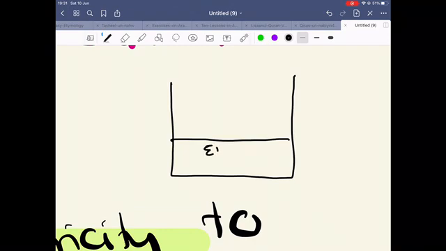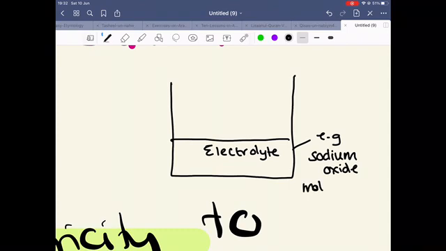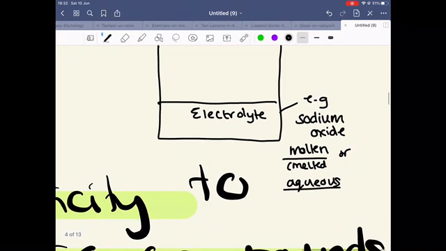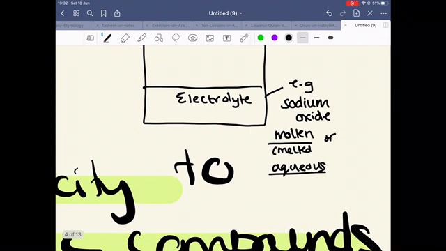So we have an electrolyte. Now an electrolyte is a molten or aqueous ionic compound. It has to be molten or aqueous because if it was a solid, it would not conduct electricity. So we have our molten or aqueous ionic compound like sodium oxide. It's ionic because it's a metal and a non-metal. So we melted it, or we've dissolved it in water to form aqueous, and that's called an electrolyte.